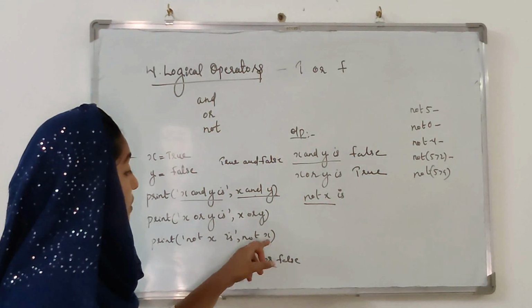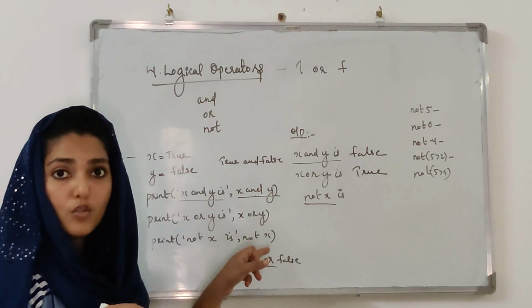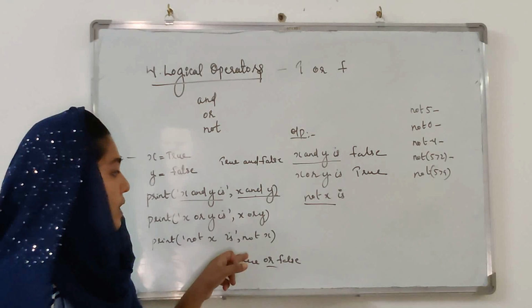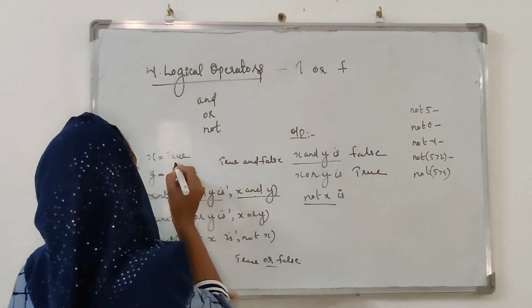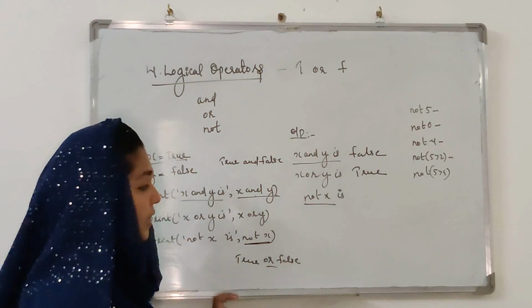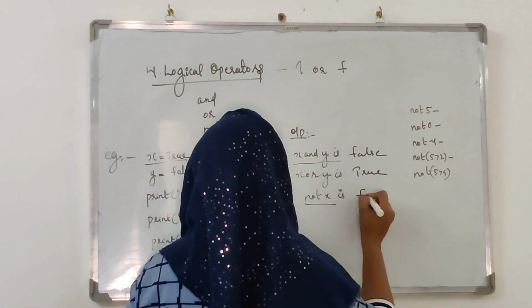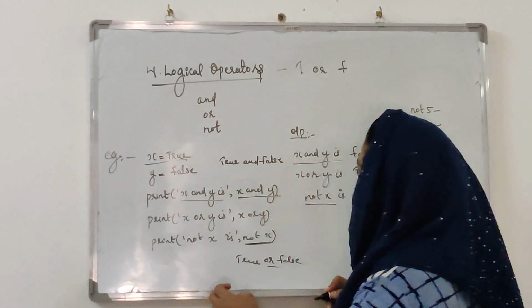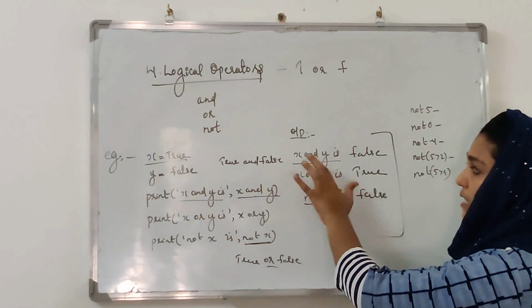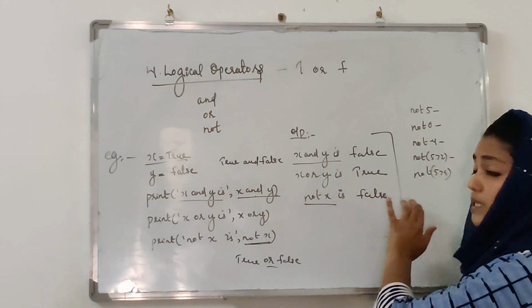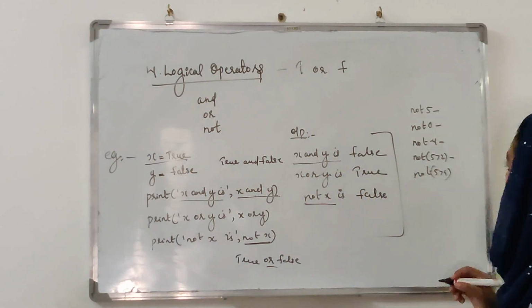Not x is not x. Not x means if the value of x is true, not x means it is false. If the value of x is false, not x means it is true. So here what is the value of x? True. Then not x means it will complement that value. So what will be our output? False will be our output. So this is the output of this particular program. X and y is false. X or y is true. Not x is false.